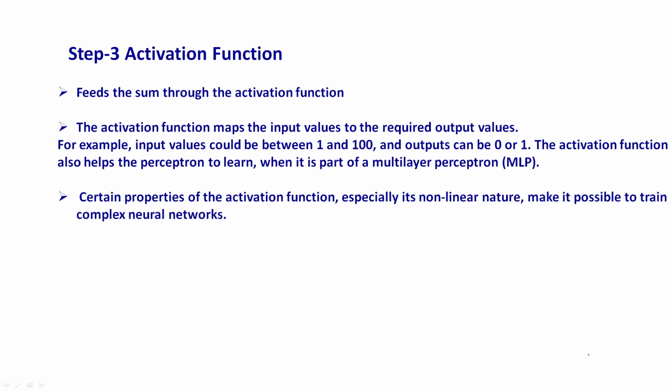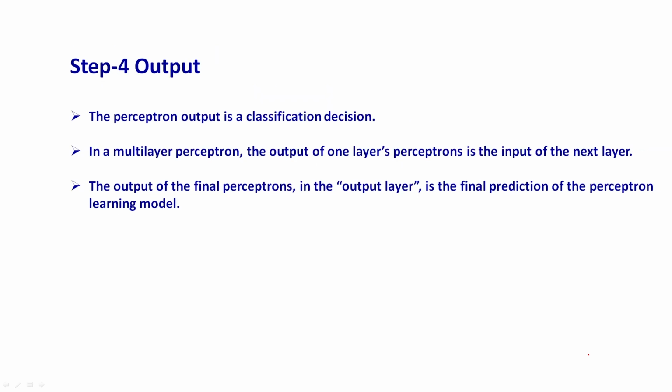Then you do the activation function: feed the sum through this activation function. The activation function maps the input values to the required output values. The input values can be between 0 and 1, or between 1 and 100. Outputs can be between 0 and 1. That is what is done. And a certain property of the activation function, especially, is that it must be non-linear. All our decision making processes in the brain are basically non-linear, not linear. The human brain is a very complex network, and you get an output that way. So, in a multi-layer perceptron, the output of one layer of perceptrons is the input to the next layer. I have been telling you this again and again.